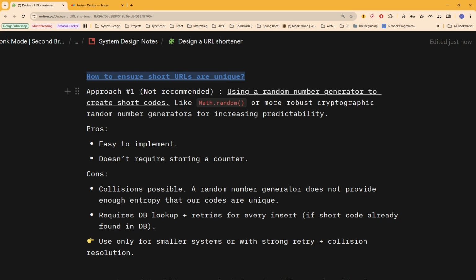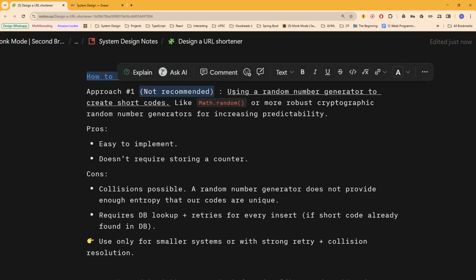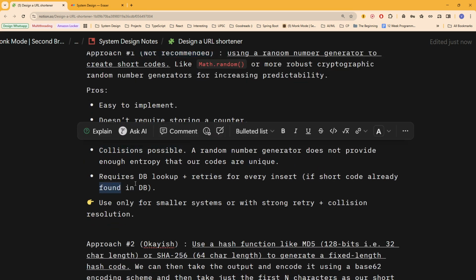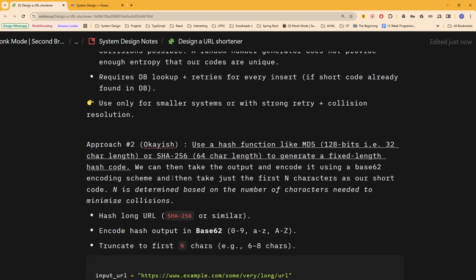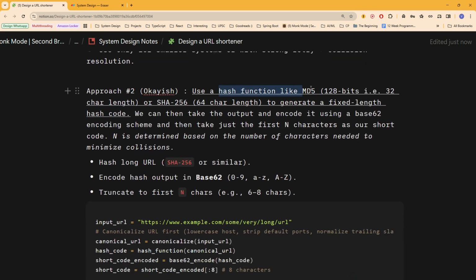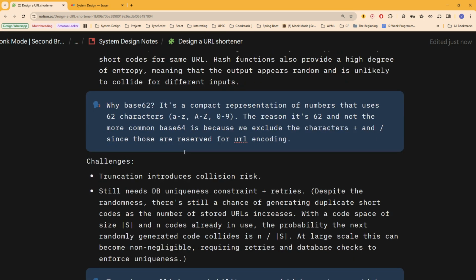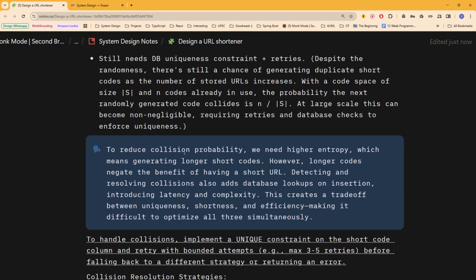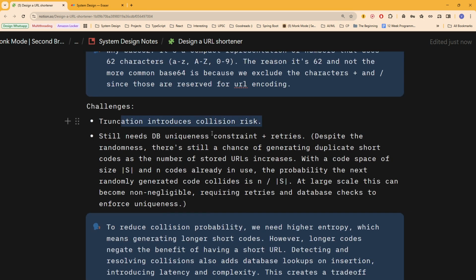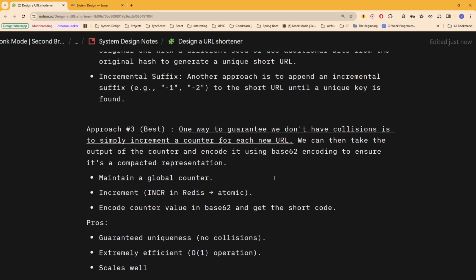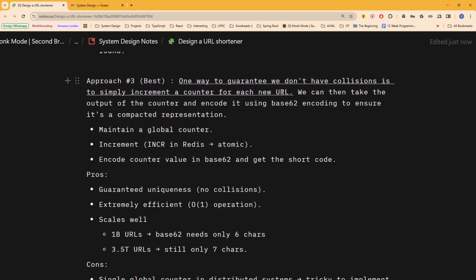So yeah, approach 1, which is not recommended, is using a random number generator because collisions are possible and we need a DB lookup. Second is to use a hash function like MD5 or SHA-256. Here also the issue is collision, and it still needs a DB uniqueness constraint and retries. So now what is the best approach? The best approach was to increment a counter for each new URL.